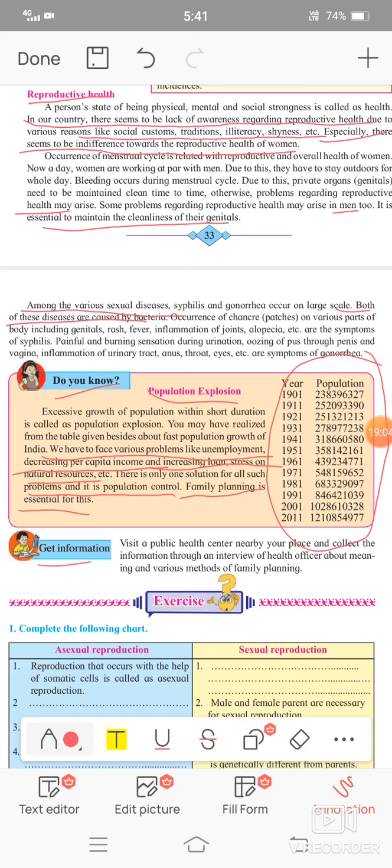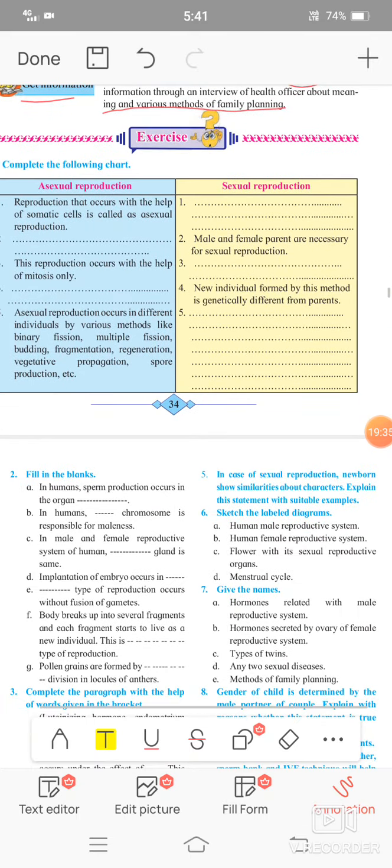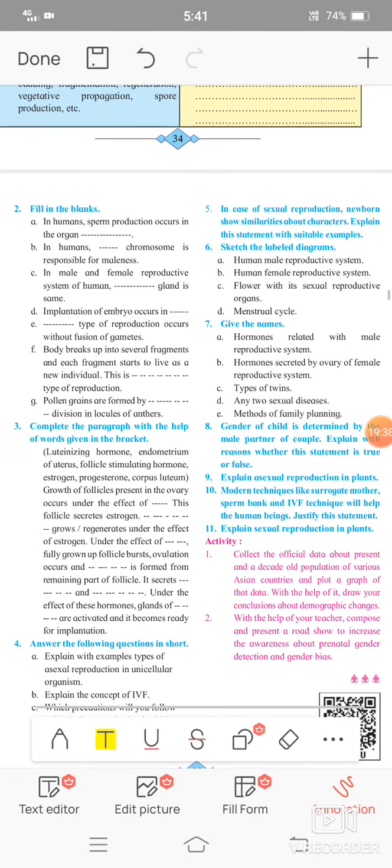Get information मध्ये त्यांनी एक point सांगितले, visit a public health center near your place and collect the information and interview the health officer about the methods of family planning. तर family planningबद्दल तुमच्या जवळच्या हॉस्पिटलमधला भेट देऊन, आत्ता काही तुम्ही हे करायचं नाही आहे पण normal situationमध्ये आपण हे करू शकतो आणि त्यांच्याकडनं family planningच्या various methodबद्दल तुम्ही माहिती मिळवू शकता. तर अशा पद्धतीने इथे आपला हा जो chapter आहे तो complete झालेला आहे. Exercise तुम्ही solve करायचा आहे, अतिशय सोपा exercise आहे आणि तो exercise properly notebookमध्ये solve करायचा आणि त्याचे photographs मला पाठवायचे आहेत. ठीक आहे, thank you.